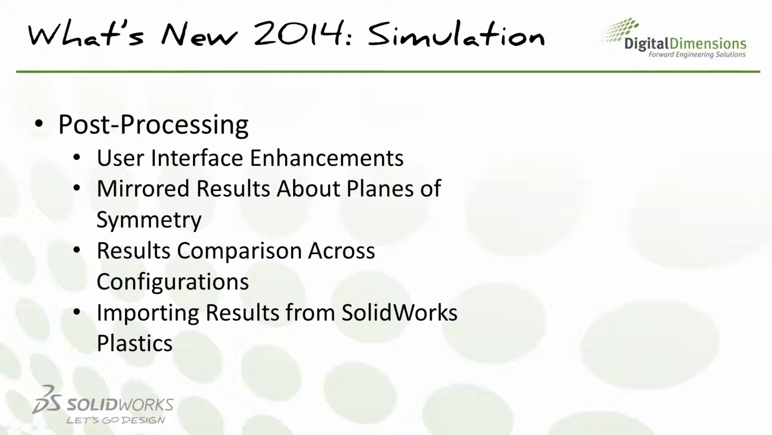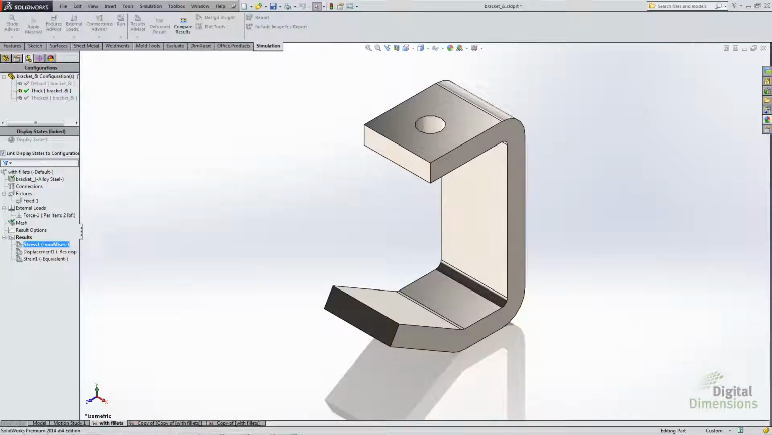Another very useful addition when it comes to post-processing with SolidWorks Simulation is the results comparison across configurations option we have in 2014. This allows us to take different studies with different variants, whether it be different dimensions, different materials, or features, and we can look at the results in tandem, all within the graphics area.